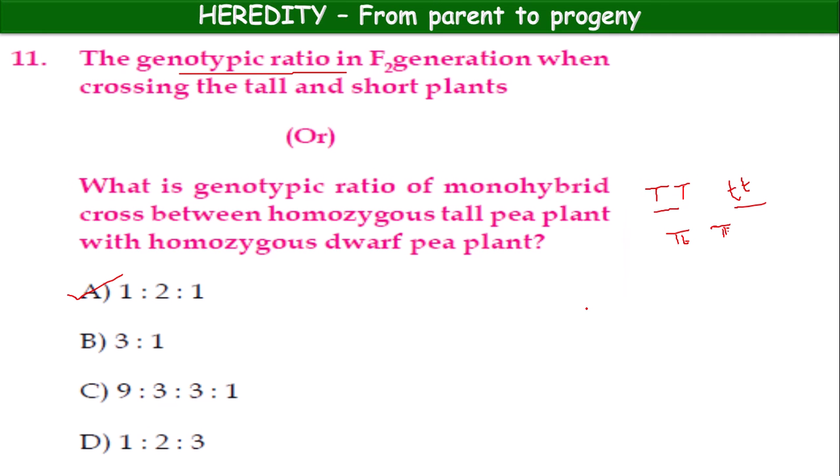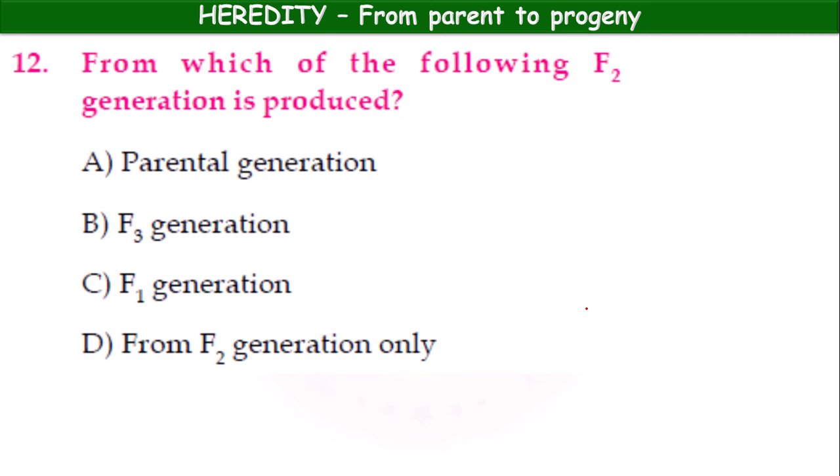Next, from which of the following F2 generation is produced? Parental generation, F3 generation, F1 generation, from F2 generation only. From F1 generation on selfing, this F2 generation is produced. So, C.